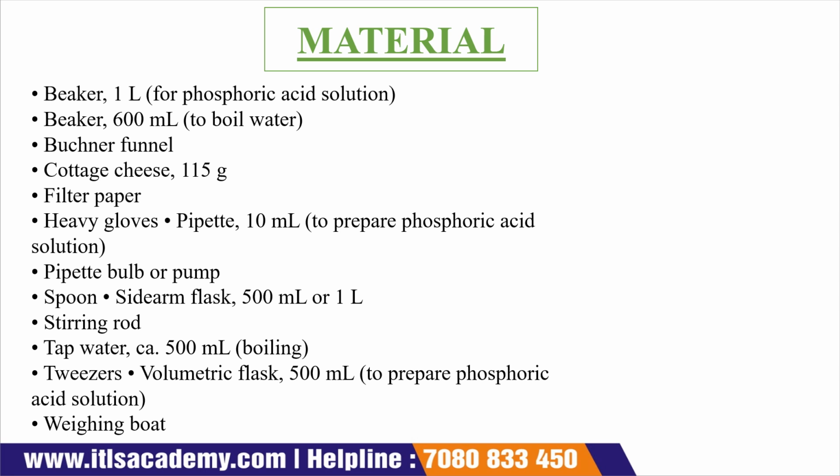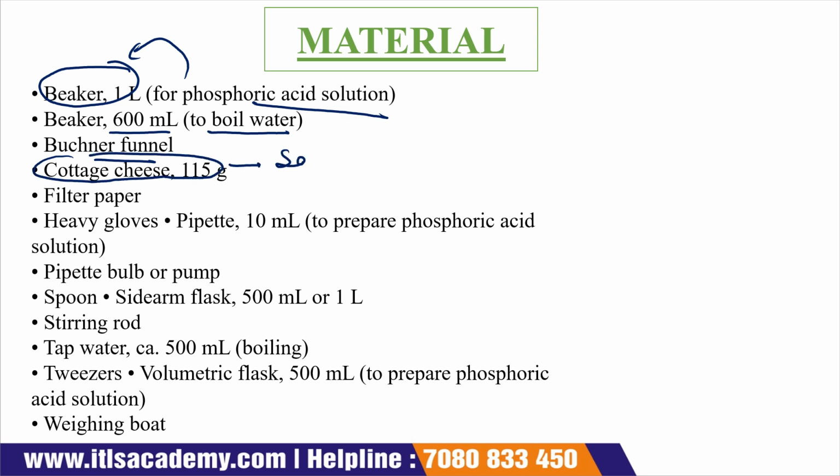Now the next one is the material used in this experiment. The first material that we require is a 1 liter beaker for the phosphoric acid solution. When we prepare this phosphoric acid solution, we keep it in a 1 liter beaker. We also require a 600 ml beaker so that we can boil our water. Buchner funnel, and cottage cheese of 115 gram. This cottage cheese is the sample, and its weight is around 115 gram. We also require a filter paper so that if there are any impurities, we can remove them.